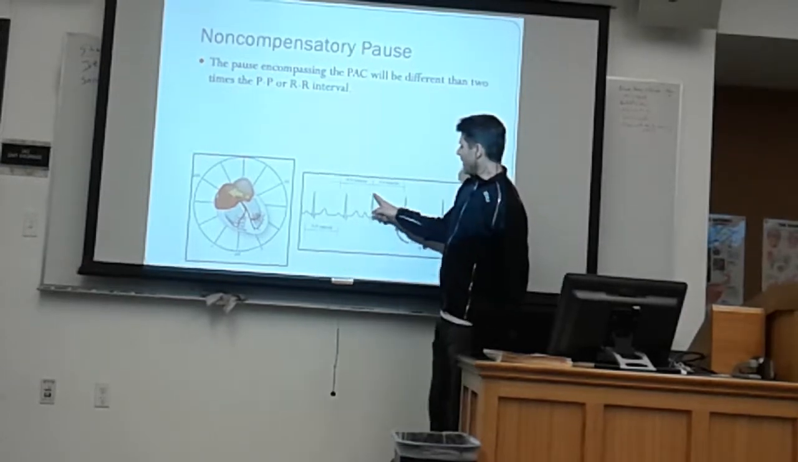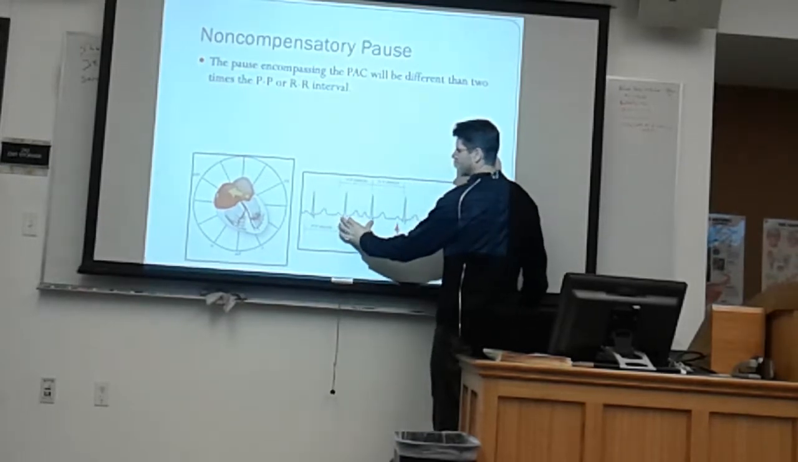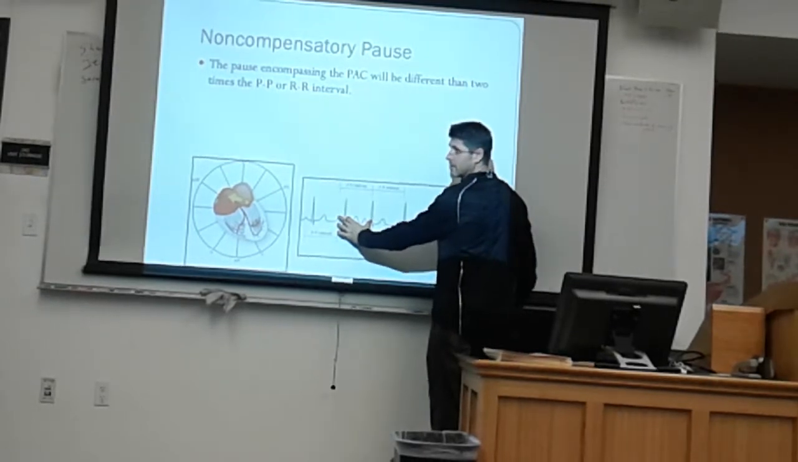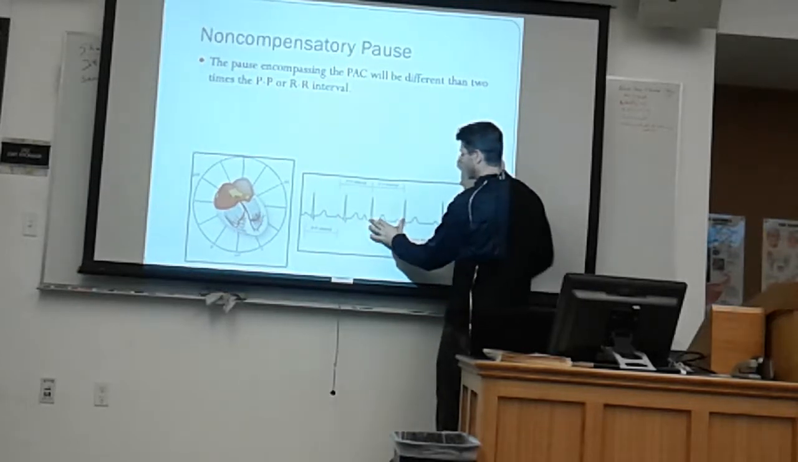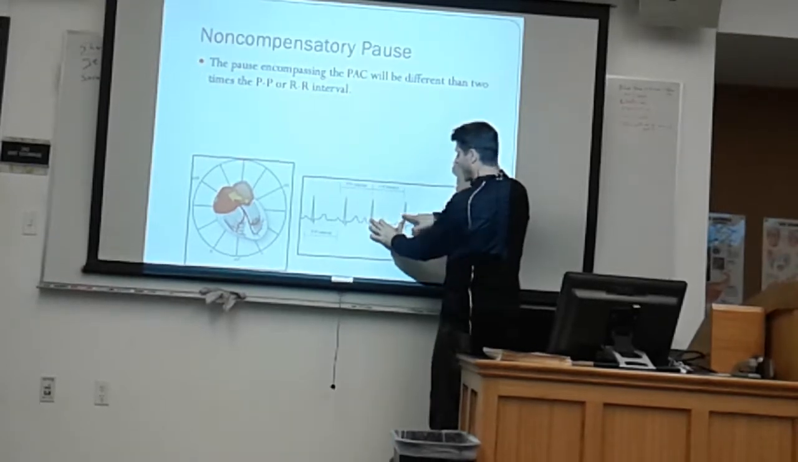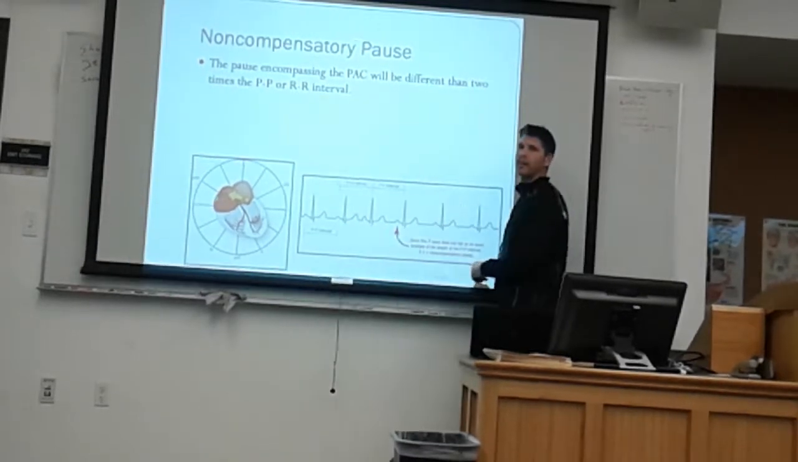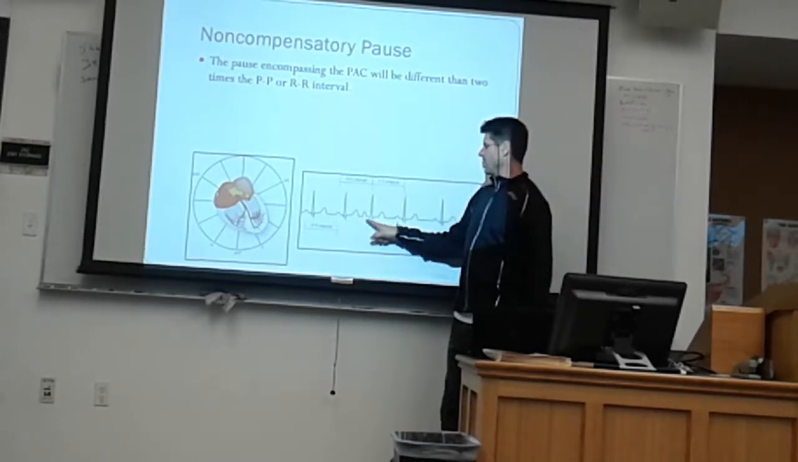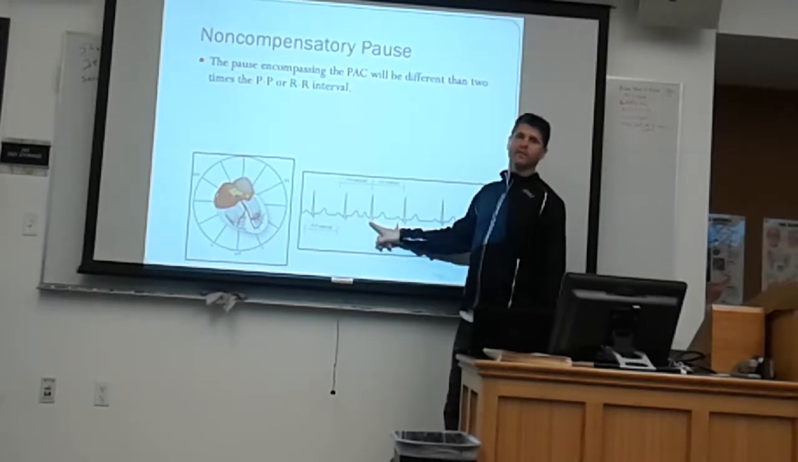So here is my PAC. Here's my P to P interval. My next P should have been here, but it was not because it was a PAC. If I continue to caliper it out, my next P wave should be here, but it's not. It's a little bit earlier than that, and this is back to normal again. Because it's out of time, we say that it's not compensated. The SA node was not compensated, or another way to think of that is that this PAC reset the SA node.